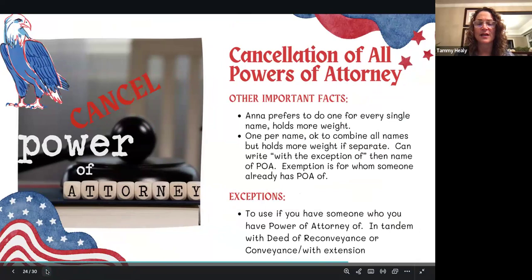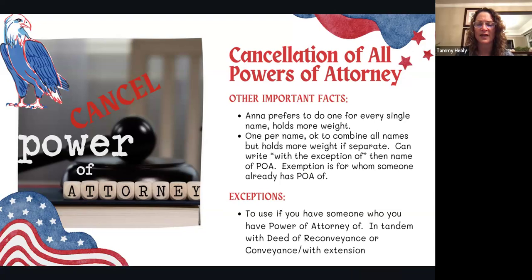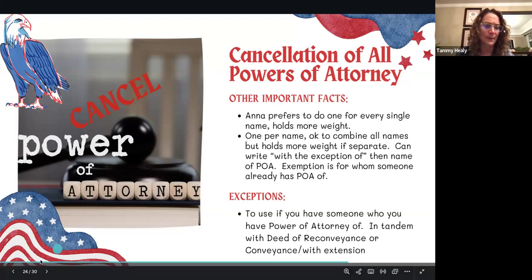Another important fact of this document is that Anna prefers to do one for every single name. It holds more weight. One per name, okay to combine all names, but it holds more weight if it was separate. You can write with exception of, then name the power of attorney. So if you do indeed have a power of attorney, this is where you would put it in, to use in tandem with deed of reconveyance with extension.